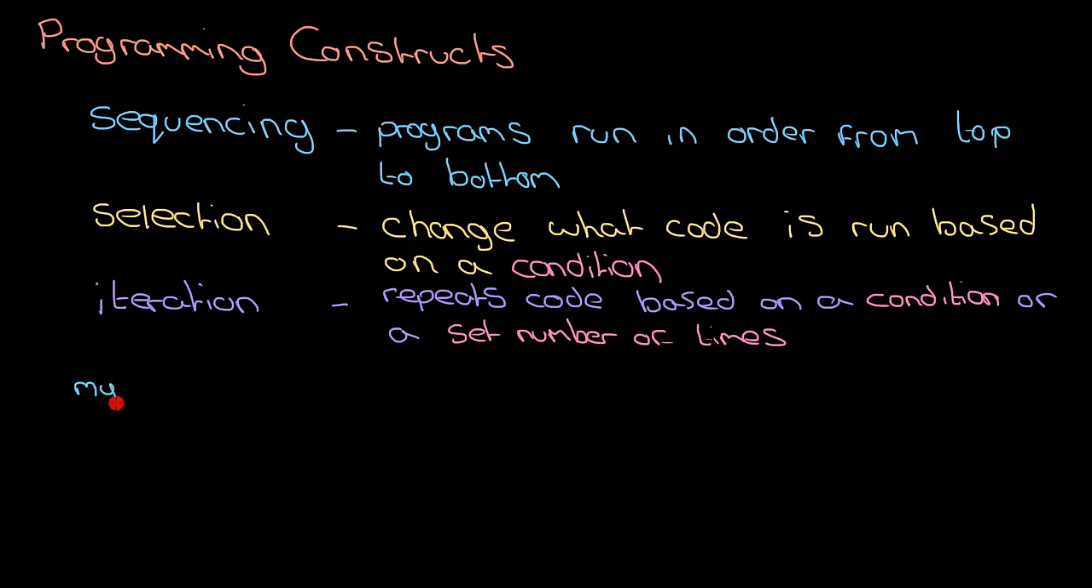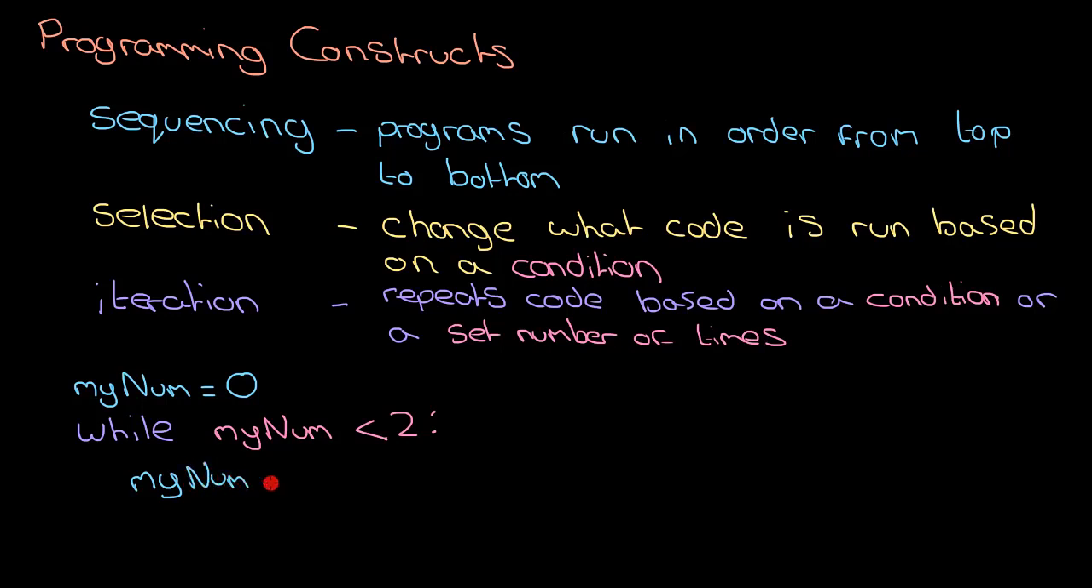So let's have just a bit of sequencing. So my_num equals 0, and then after that I'm going to have a while loop, and the while loop is the bit which is iteration. Okay, so that's your iteration programming construct, or one of them anyway. So while, and then we're going to have a condition, my_num, let's do my_num is less than 2. Okay, so whilst my_num is less than 2, then we're going to run the computer code, and we're going to keep doing it until my_num is no longer less than 2. And so we'll just do something simple here. My_num equals my_num plus 1. Okay, so we're just going to add on 1 to my_num each time.